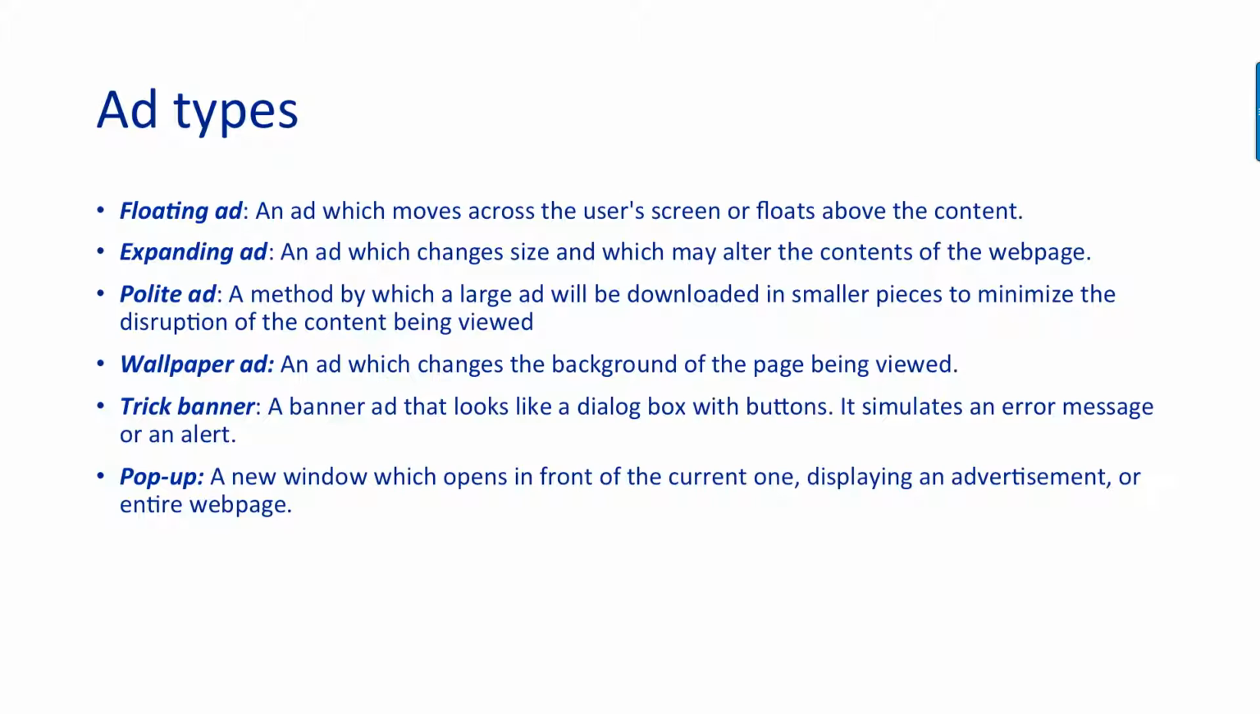So there are multiple different types of ads that you can have. A floating ad is an ad that moves across a user's screen or floats into context. An expanding ad is an ad which changes in size whenever you roll over it or whenever you scroll up or down a page. A polite ad is a method by which a large ad is downloaded in smaller pieces and minimised so as not to disrupt you as much whenever you are travelling on your user journey.